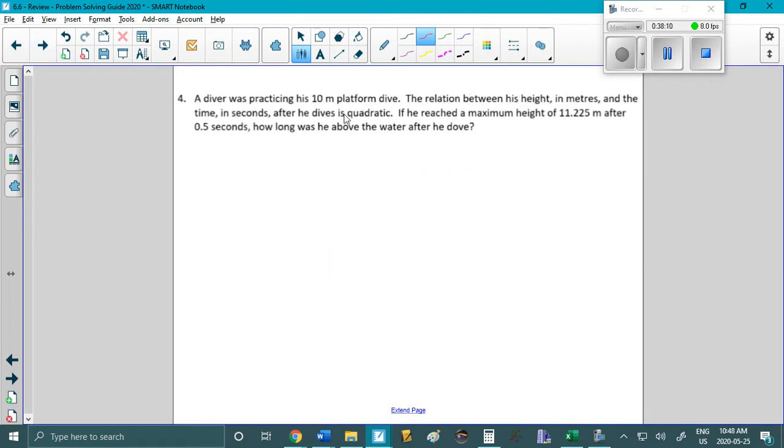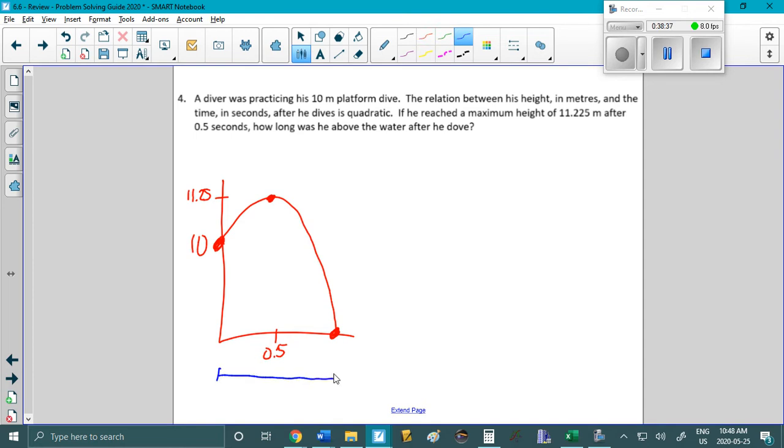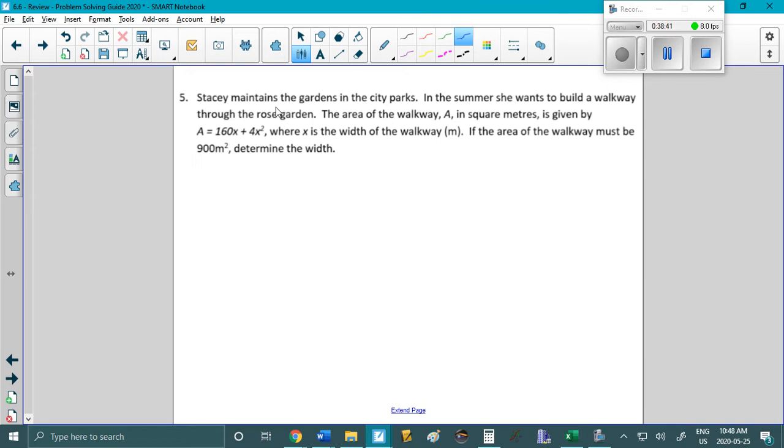A diver was practicing his 10-meter platform dive. So, starts at 10, goes up and dives down to the water. Maximum height was 11.25. After 0.5 seconds, how long was he above the water after he dove? So you want to find this. Okay? All right.